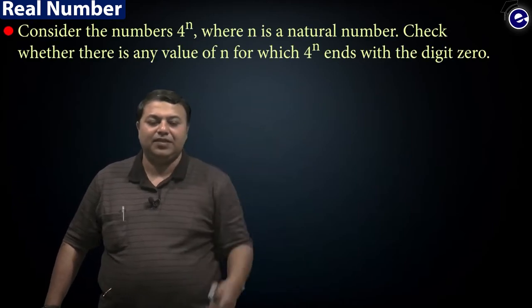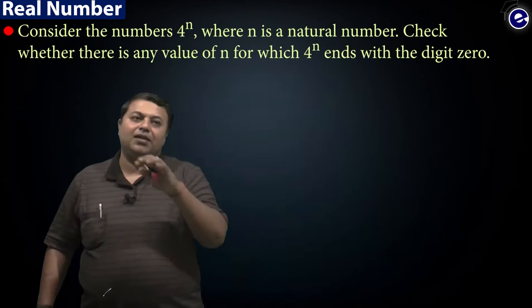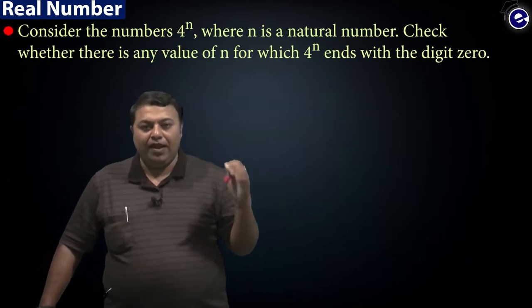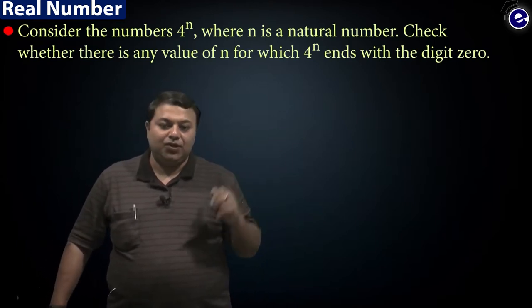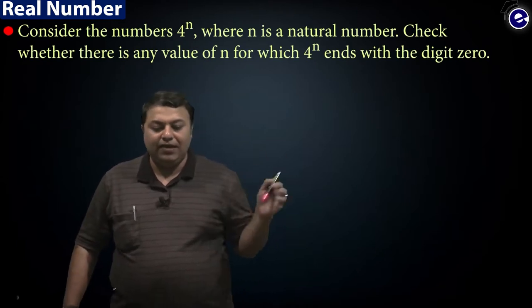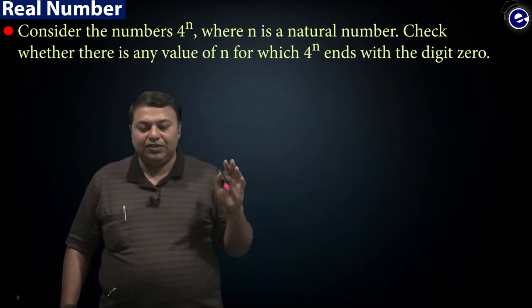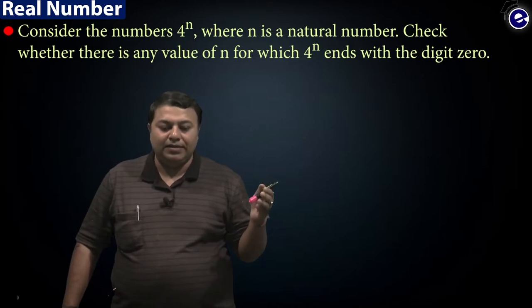Hello children, now we are on the 10th question and it is in front of you. Please read this question. It says: consider the number 4 to the power n, where n is a natural number, and check whether there is any value of n for which 4 to the power n ends with the digit 0.